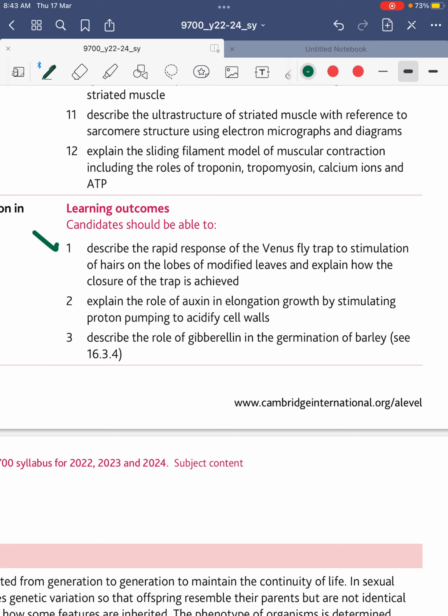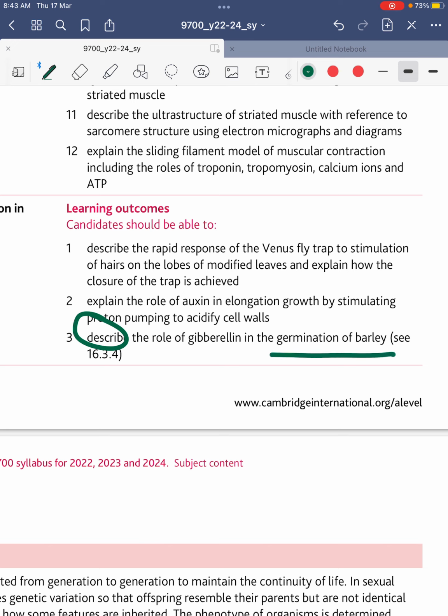We have done number 1 and number 2. Now we will look at objective number 3: describe the role of gibberellins in germination of barley. On top of that, you are required to have a look at objective 16.3.4. So the keyword here is describe the role of gibberellins, and it's only in germination of barley.